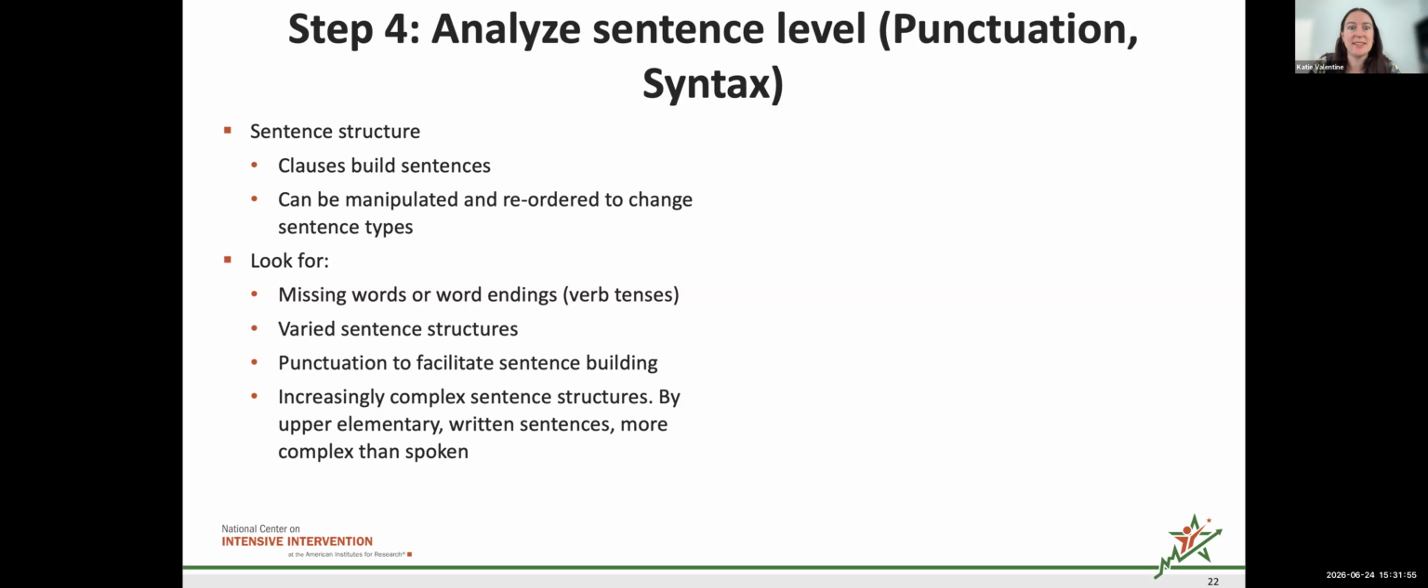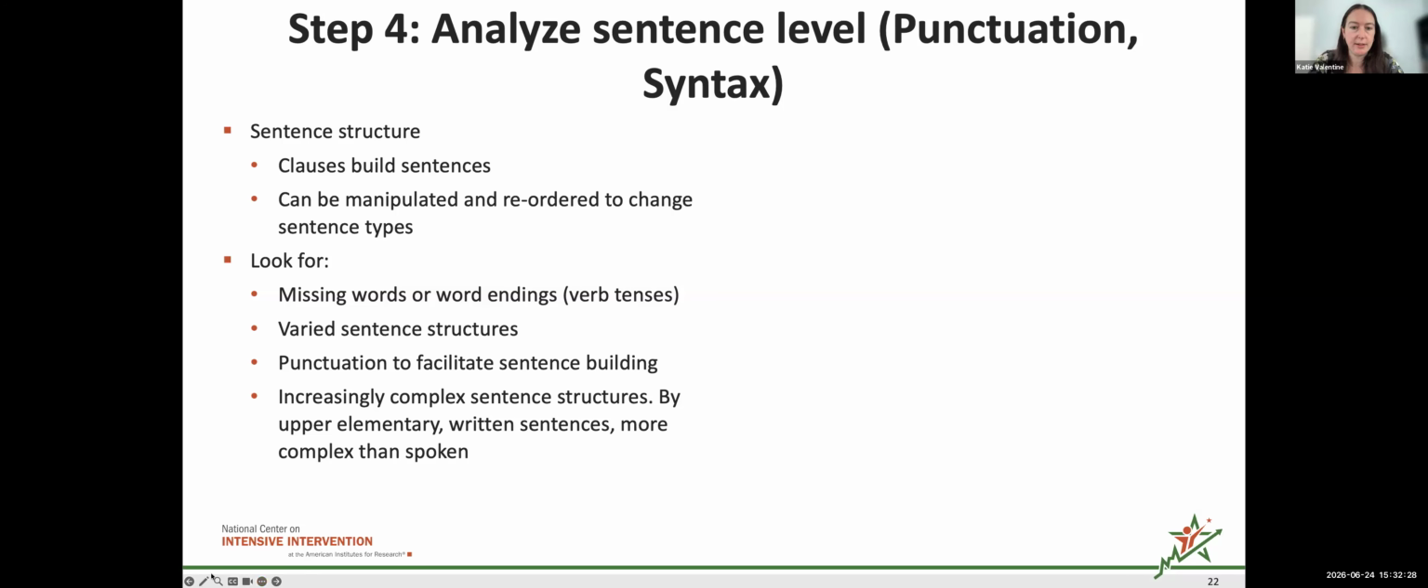All right, so we're moving on to the sentence level. We've looked at the subword, the word, and now the sentence level. And this will be considering punctuation and syntax. So looking at sentence structures and thinking about what builds a sentence. Sentences are, of course, made up of words, but they're made up of words with specific functions, and those build clauses. So clauses build sentences, and they can be manipulated and reordered to change the type of sentence or the complexity of the sentence.